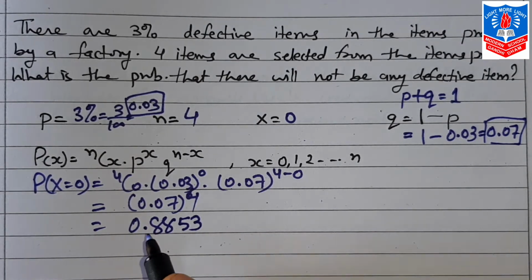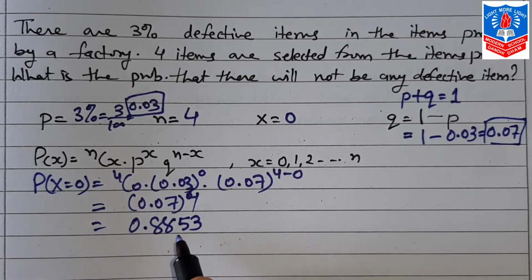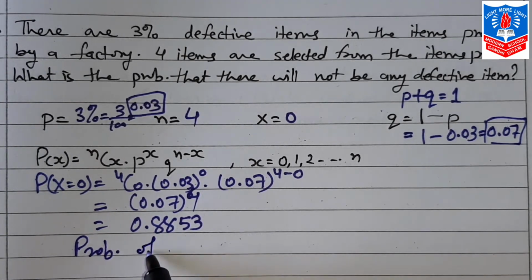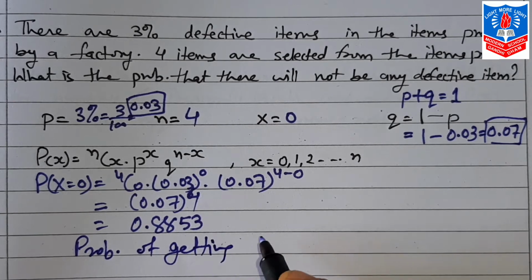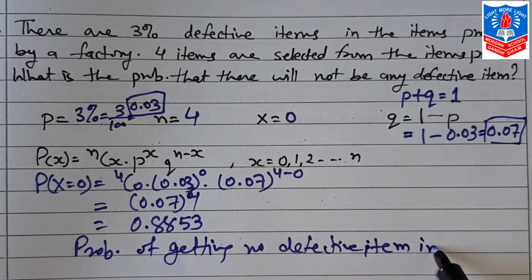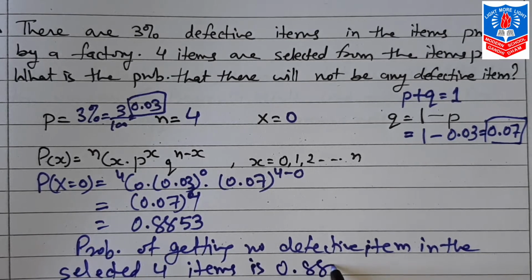So this 0.97 raised to 4 comes to 0.8853. So here you are supposed to write: probability of getting no defective item in the selected 4 items is 0.8853. So this will be your final answer.